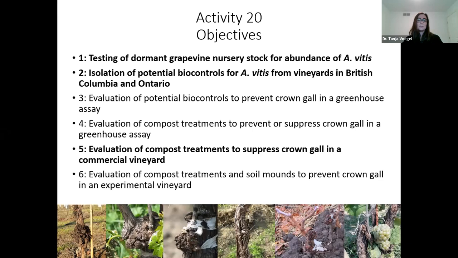The second objective was to isolate or identify biocontrols that can control vitis. And then in objective 5, we've looked at if compost applications into the vineyard can suppress crown gall.